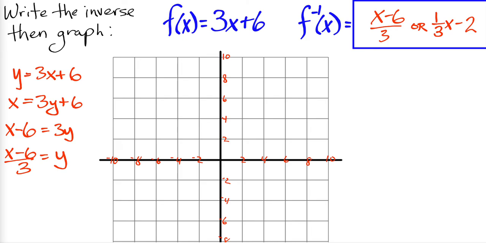And then if I go to graph them, 3x plus 6 crosses the y-axis at 6, and then has a slope of 3. So up 3 over 1, or down 3 back 1. Drawing straight lines on this is hard, but we'll go for it.